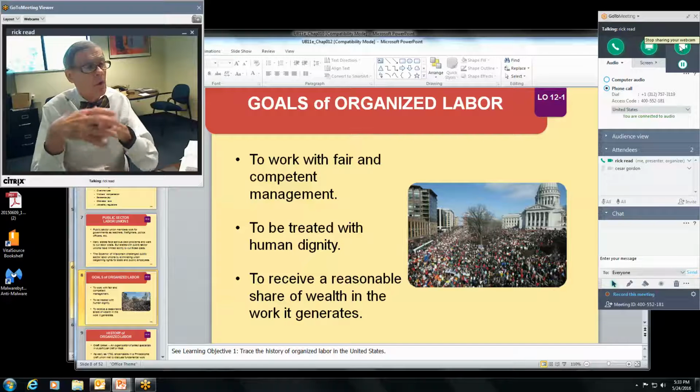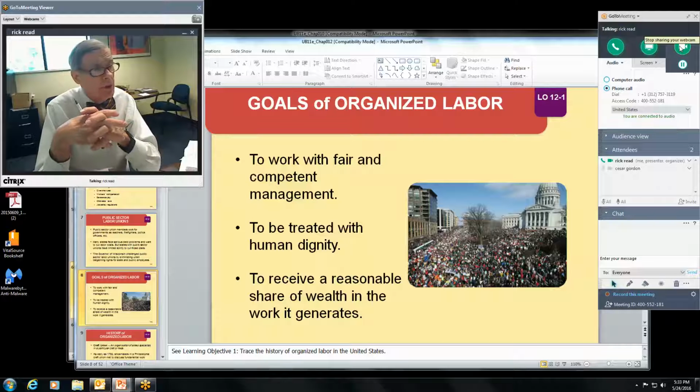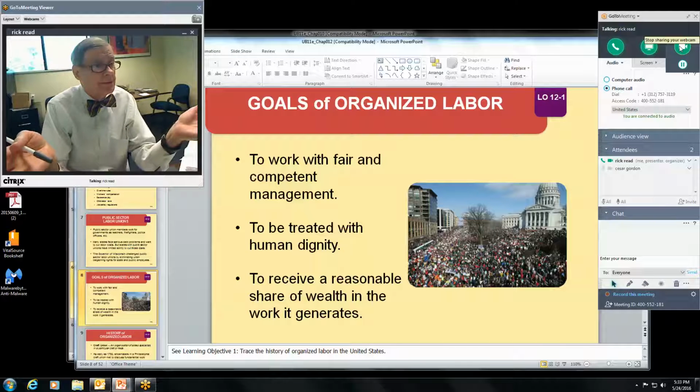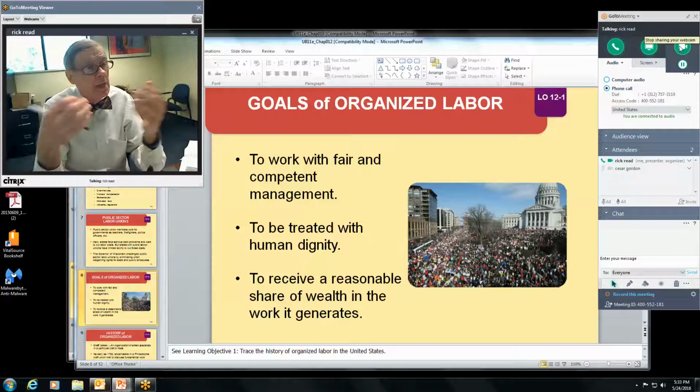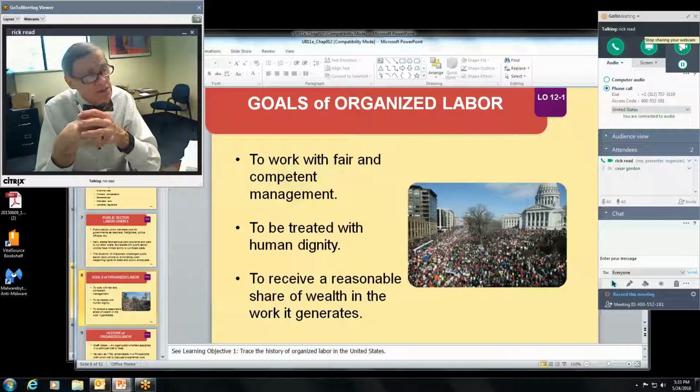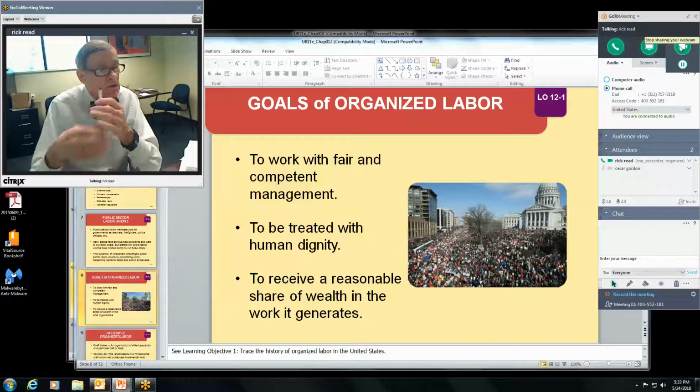This is what the unions strive for. They want to work with fair and competent management. They want to be treated fairly and in a dignified manner. That's the same for all of us. And they want to receive what they consider to be a fair share of a company's profits. And I think that's true with any worker, regardless of whether he or she is unionized or not.